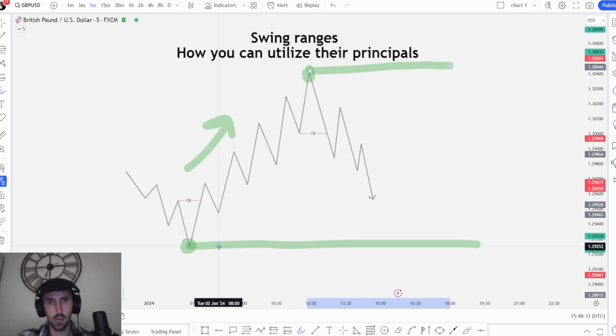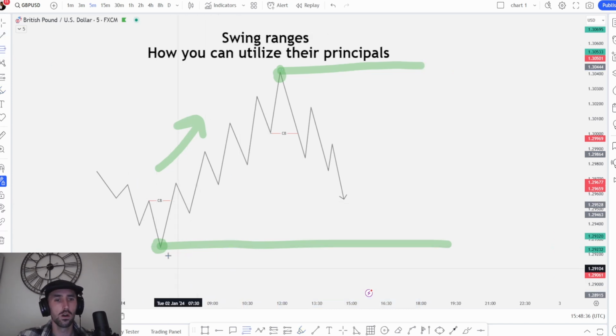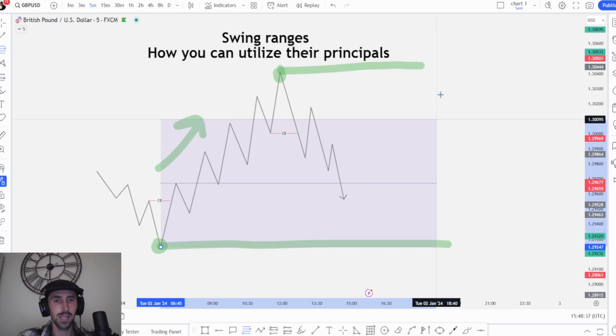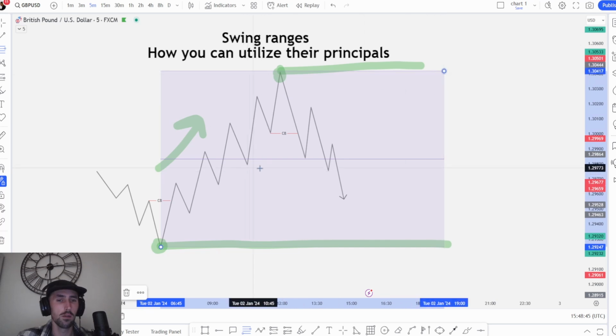So how do we determine this? Well, it's very, very simple. We want to look for the 50% of this range to be met. Now, there's a couple reasons why we look for this. Number one, because it would be classed as a discount or premium within a range. So this is where institutes are going to look to accumulate or distribute orders depending on the direction of the order flow itself. Mainly, we are looking for, in this case, a bullish movement.